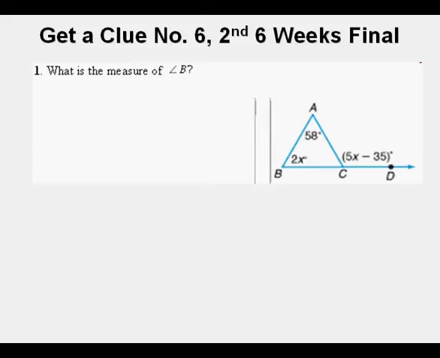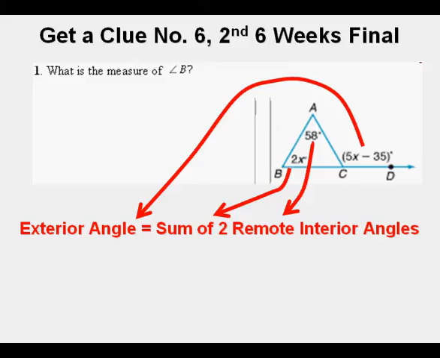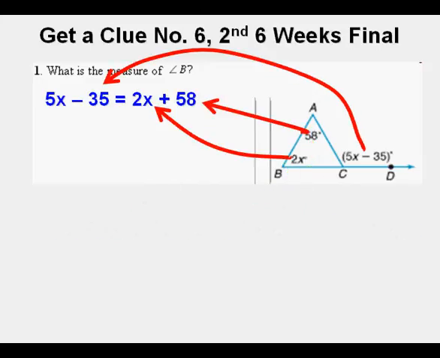How do we do this one? We look at what we have. We have an exterior angle and 2 interior angles. Since we don't have 3 interior angles, we don't have enough information to solve by setting interior angles equal to 180 degrees. But in the exterior angle theorem, the exterior angle equals the 2 remote interior angles. So the exterior angle goes on the left and the 2 interior angles go on the right side of the equation. And here is the equation written out as 5x minus 35, the exterior angle, equals 2x plus 58, which are the 2 remote interior angles.